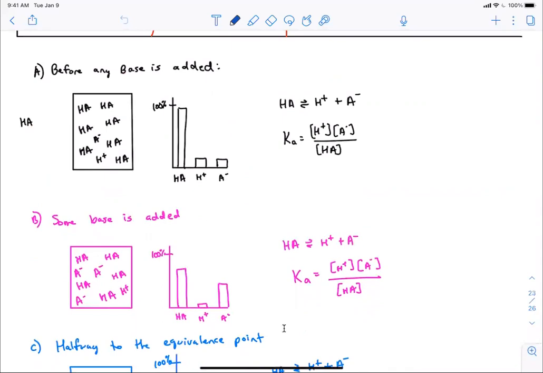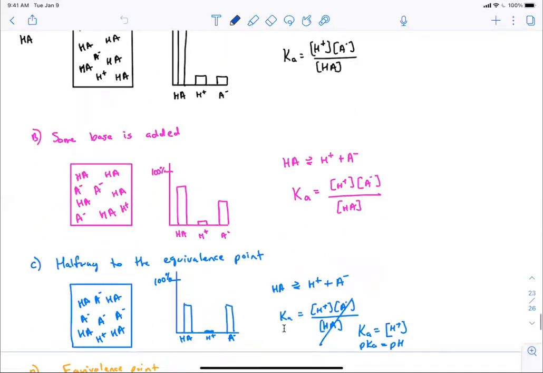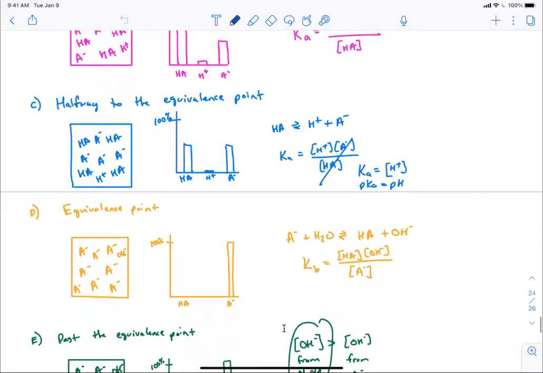When you first start with the weak acid, most of it's just weak acid, it doesn't dissociate. Once you start adding base, that neutralizes some of the acid, and therefore you make some more conjugate base. Now this is a major species. At the point where they're the same, halfway to the equivalence point, you have equal amounts of weak acid and conjugate, therefore the pH equals pKa. Once you get to the equivalence point, there's no more acid, and all you have left is conjugate.